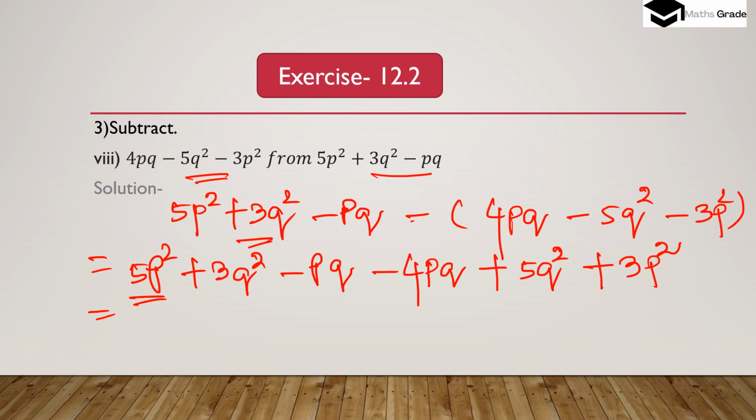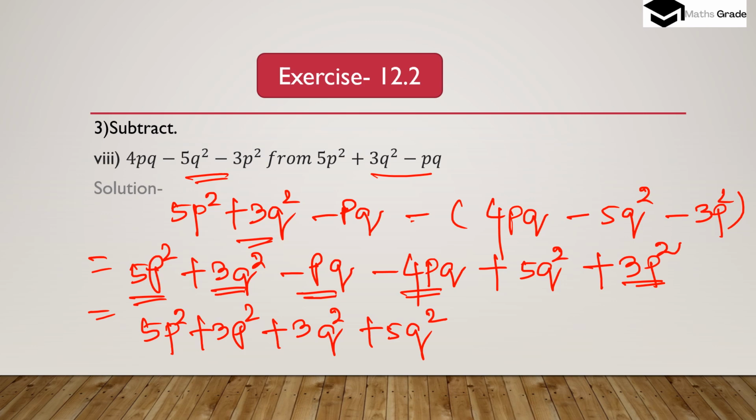Now arrange the like terms. 5p square plus 3p square, and 3q square plus 5q square, minus pq minus 4pq. Arrange the like terms together. 5p square plus 3p square: 5 plus 3 is 8p square, and 3 plus 5 is 8, 8q square, and minus pq minus 4pq, minus 1 minus 4 is minus 5pq. So it is 8p square plus 8q square minus 5pq. So subtracting 4pq minus 5q square minus 3p square from 5p square plus 3q square minus pq gives 8p square plus 8q square minus 5pq.